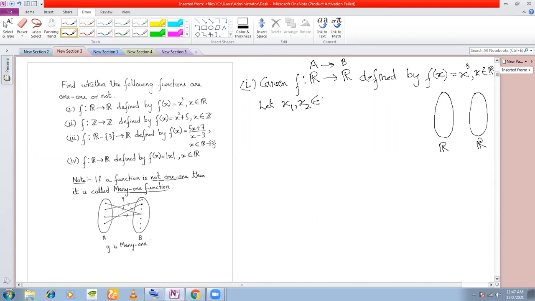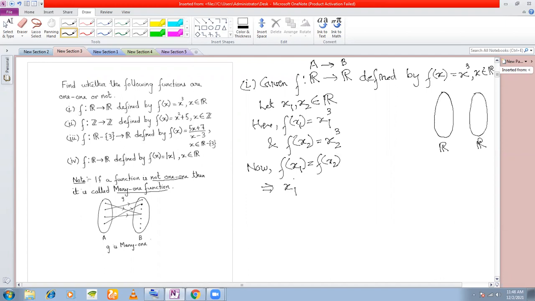Now what is f(x1) here? f(x1) here is x1 cube, right? And what is f(x2) here? It is x2 cube, right? Now what if f(x1) is equal to f(x2)? What does this mean? This means x1 cube must be equal to x2 cube, right? Does x1 cube equal to x2 cube mean x1 is equal to x2? We'll see.